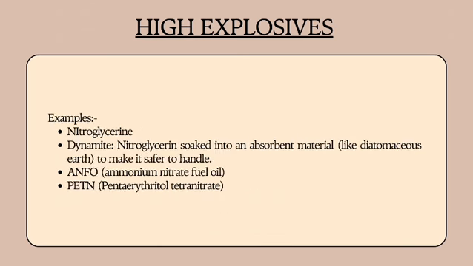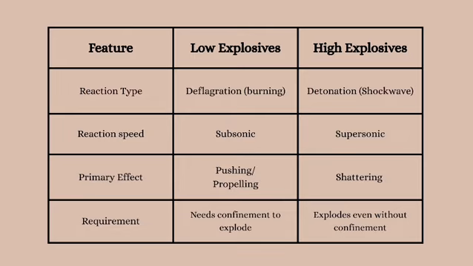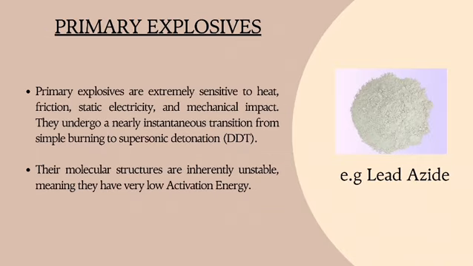Some examples of high explosives include nitroglycerin, dynamite. Dynamite is just nitroglycerin absorbed into materials like diatomaceous earth. ANFO, which is ammonium nitrate fuel oil, and PETN, pentaerythritol tetranitrate. Here is a table of comparison between low and high explosives for your reference. Now, let's talk about the sub-classification of high explosives.